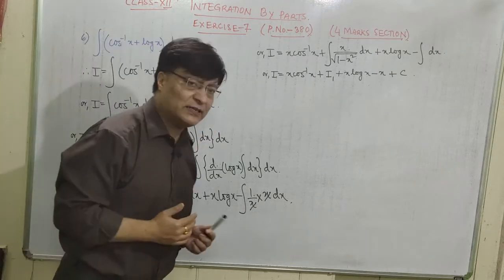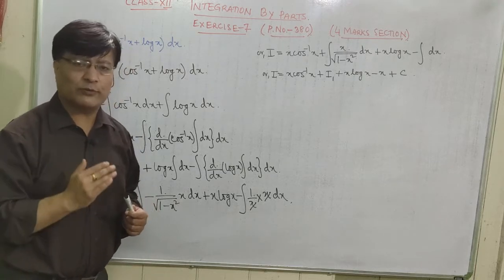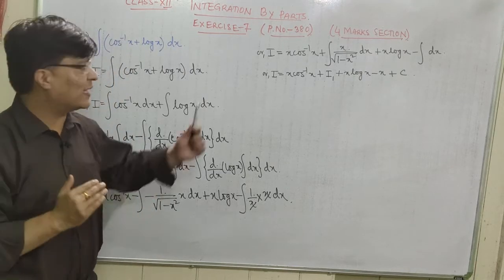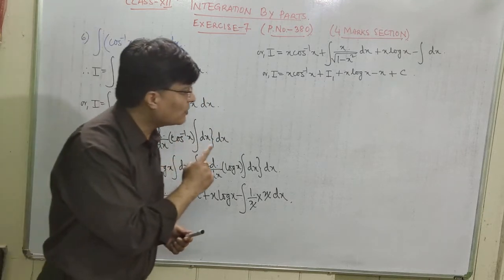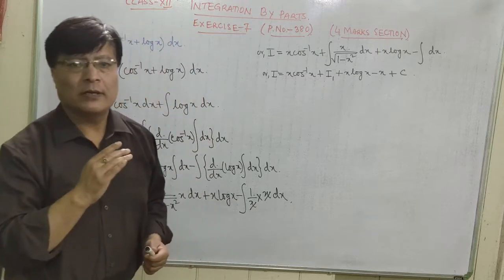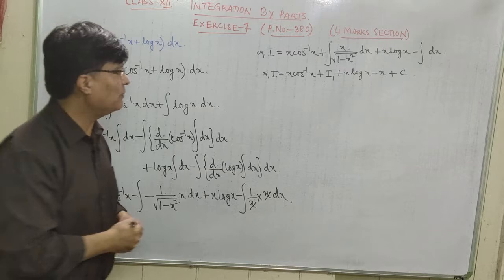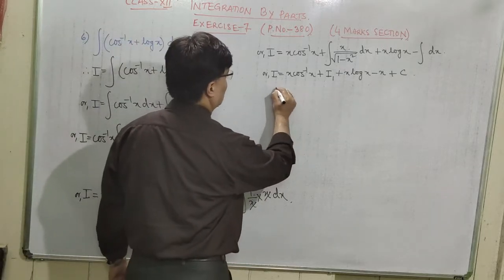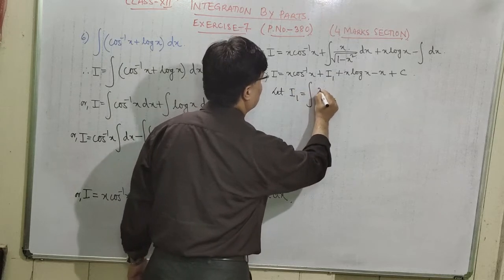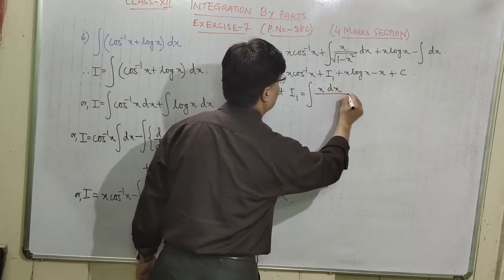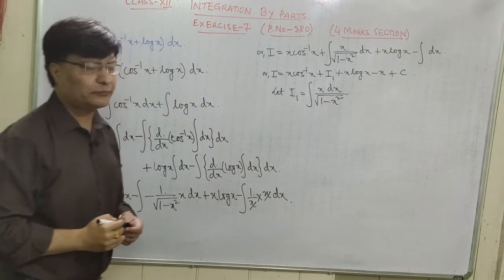In case of indefinite integration, after you integrate the function, you have to write the constant of integration, that is c, as the last term, okay? So if you don't write this constant c, then 1 mark will be deducted in your examination, okay? So what is I1 here? So let I1 is equal to integral of x dx divided by root over 1 minus x square.